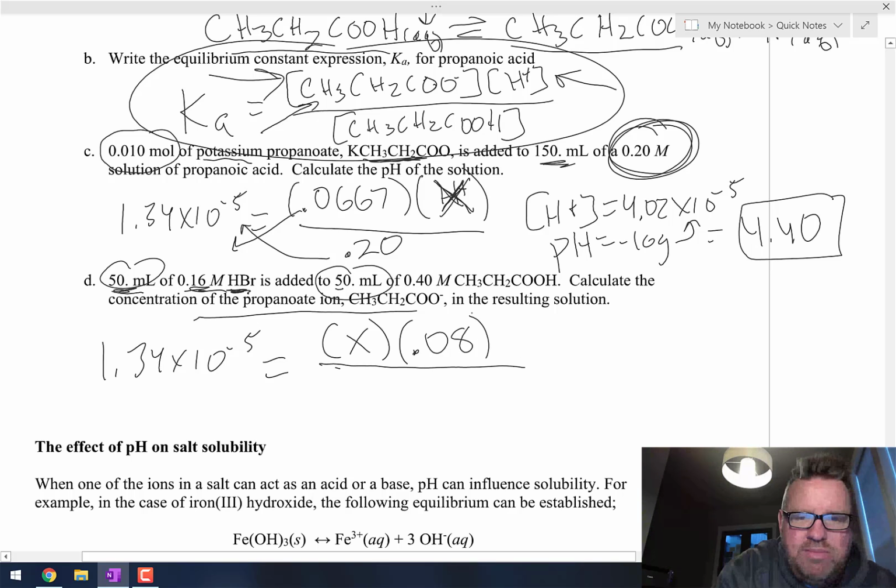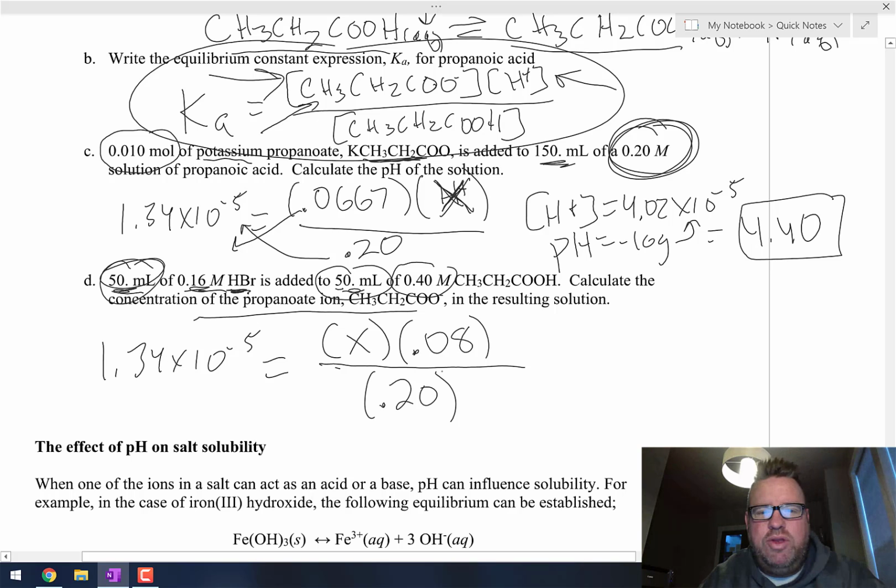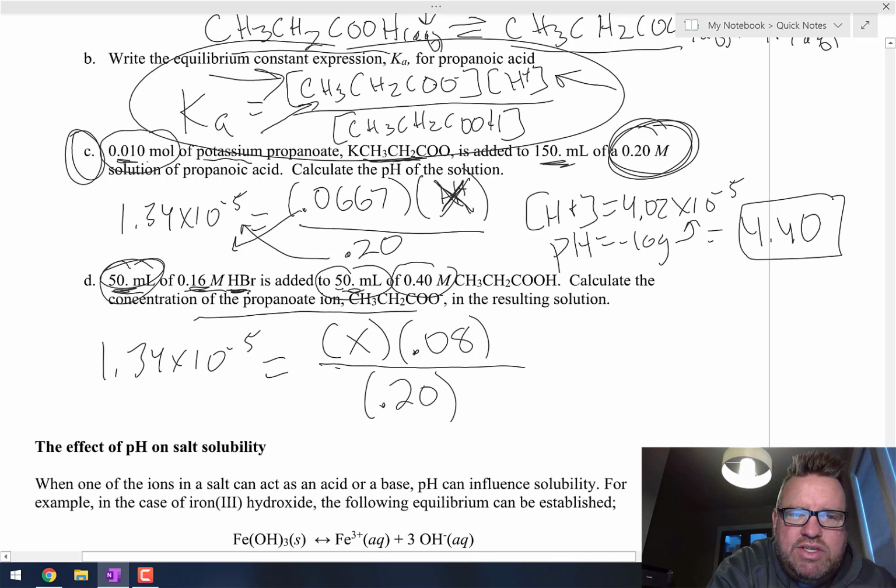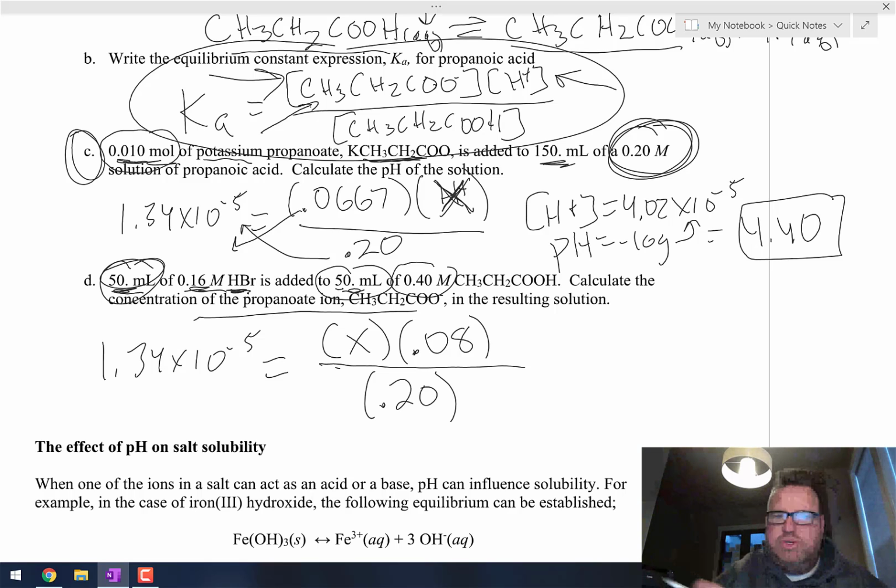And then the same thing happens with the concentration of the acid. It was 50 milliliters, but now by combining those two, it's 100. So that one's also going to get reduced by half to 0.20. Okay, notice we didn't have to do that up here in part C because they said you added 0.010 moles of potassium propanoate, but there wasn't any volume change. You didn't add a certain volume of something. You just added some moles, which theoretically didn't change the volume.